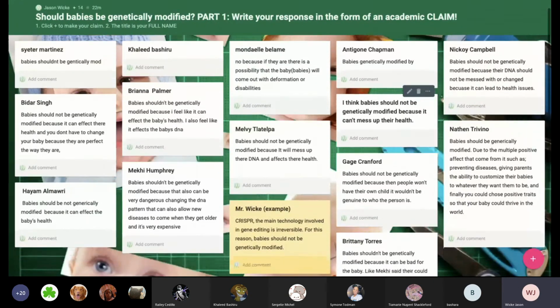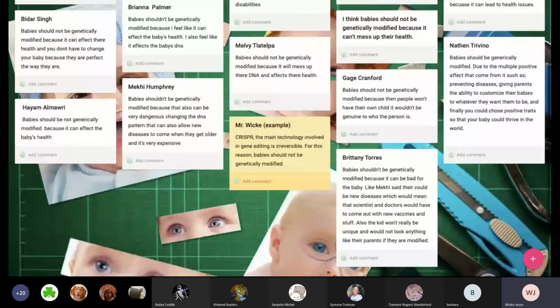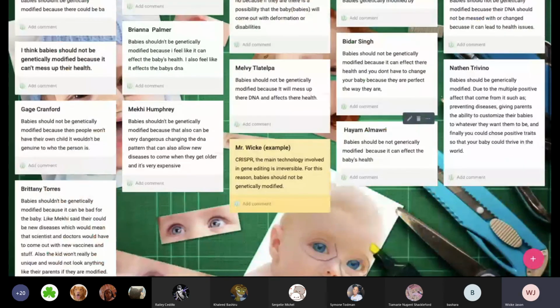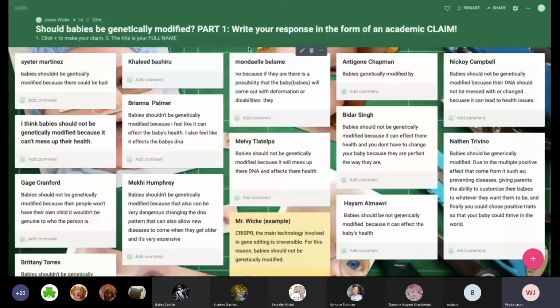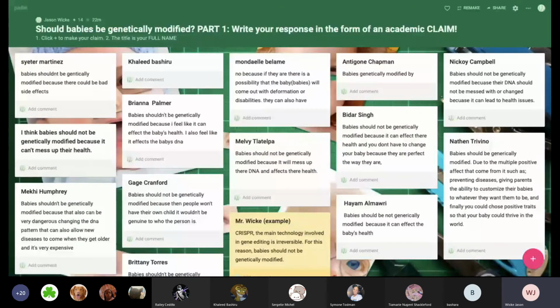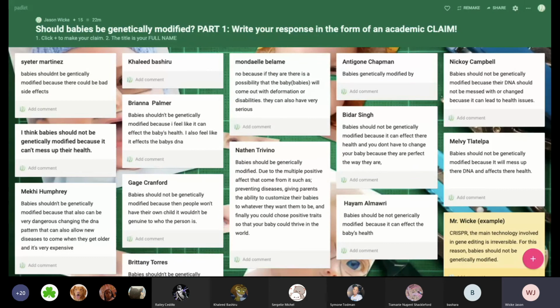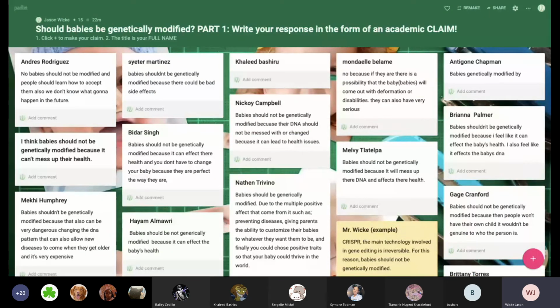Make sure when you're doing this Padlet that you write your name so that I know it's you. Okay, does that make sense? If you're writing on the Padlet, remember to write your name in the title, because then I know it's you. Nathan, are there any questions in the chat?